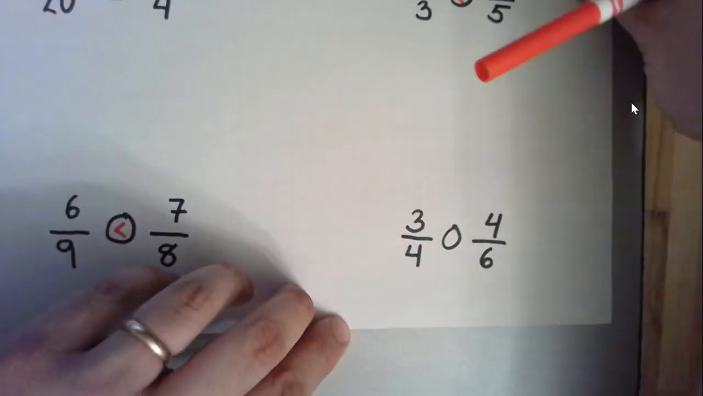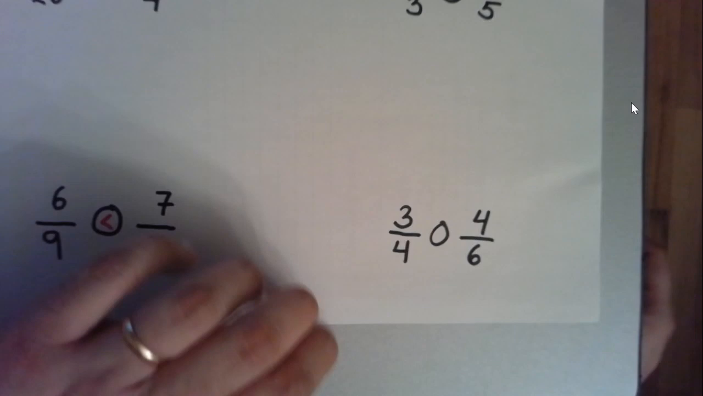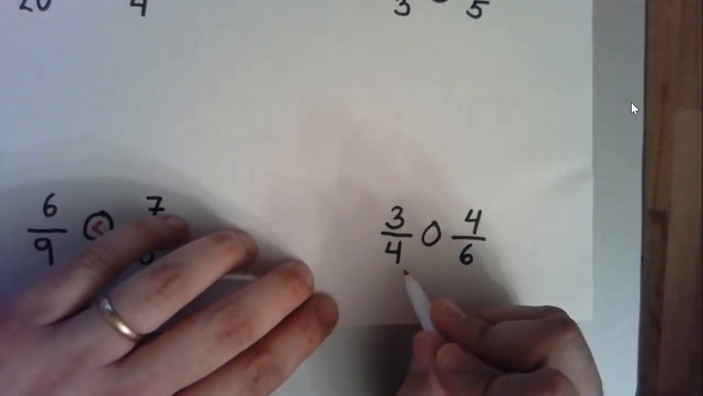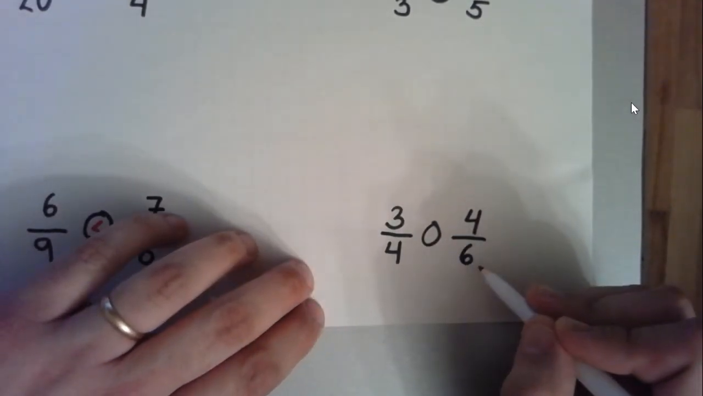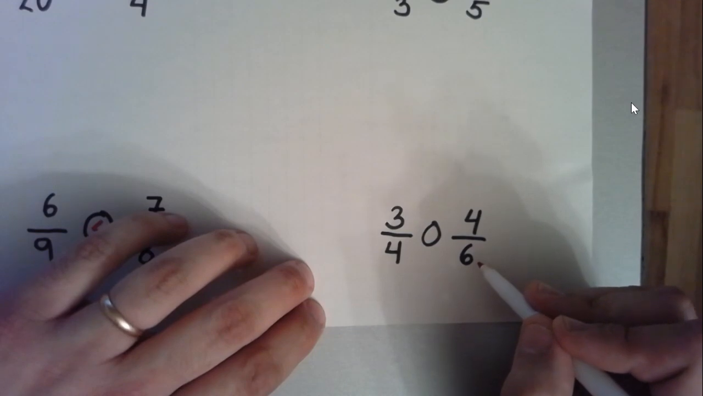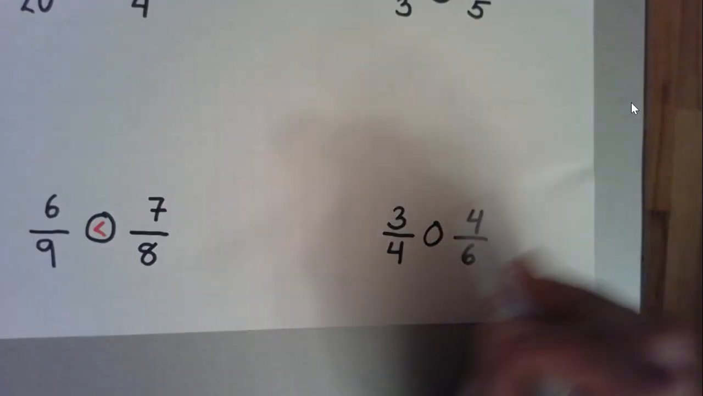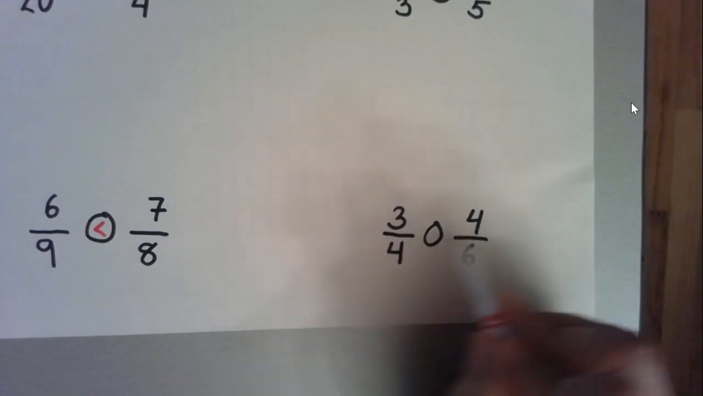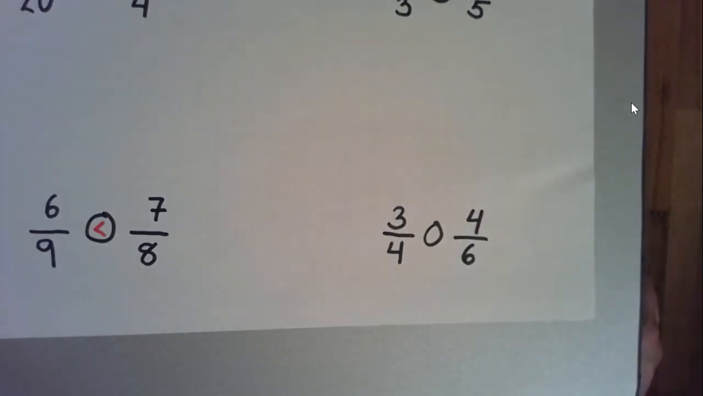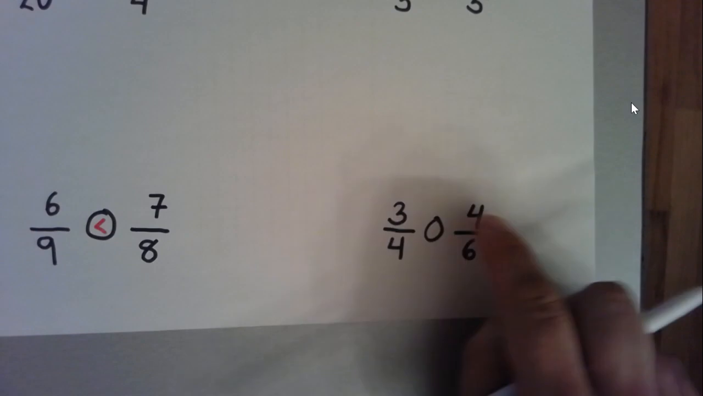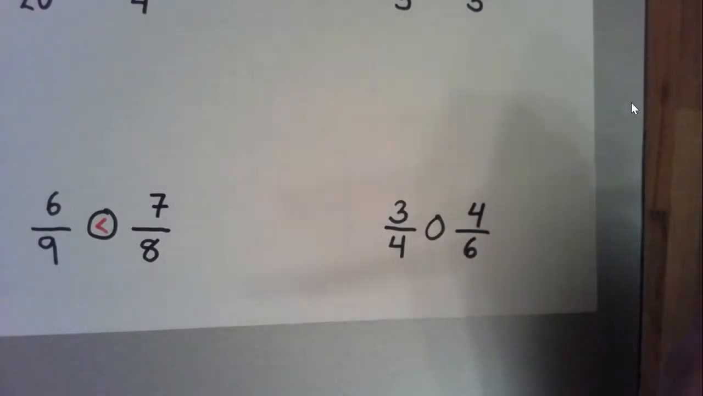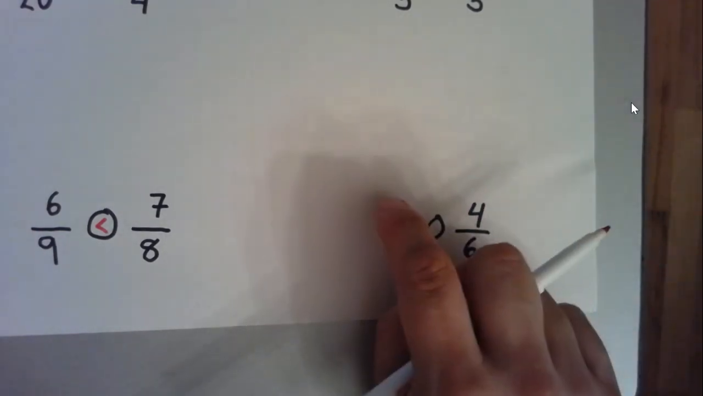You've made it to the end, folks. Yep, no more papers. I wanted to double check. 3/4 compared to 4/6. Same situation. You're going to have to change both of these in order to get common numerators or common denominators. So if I'm doing common numerators, maybe you change them both so that they're expressing the common numerator of 12, 4 times 3, and 3 times 4.